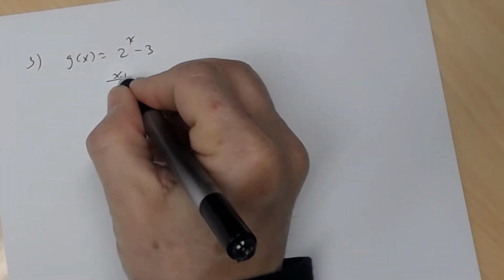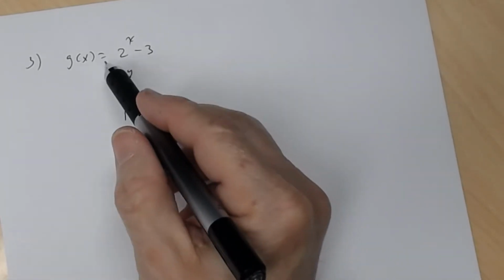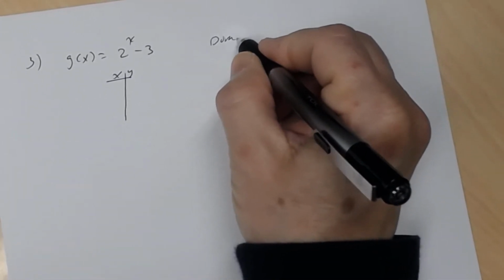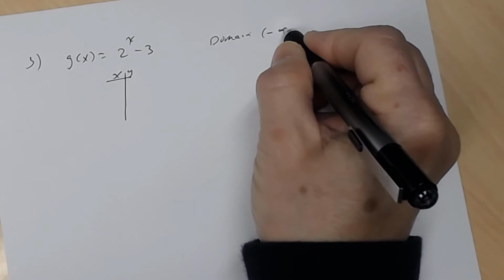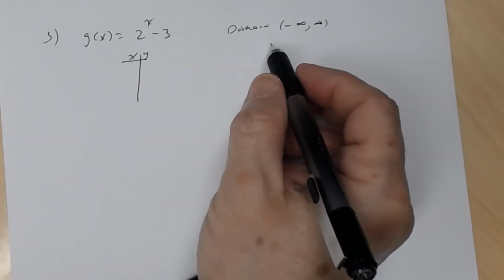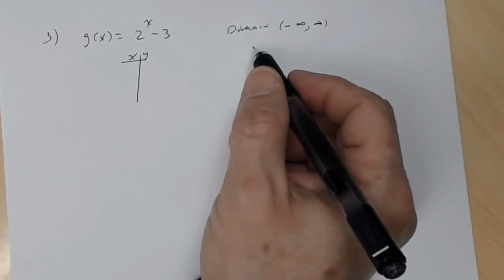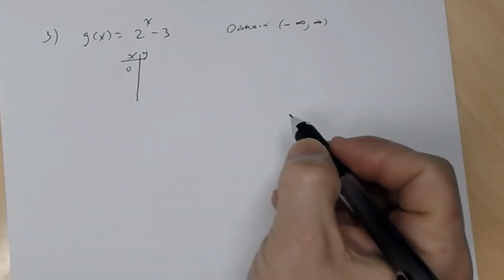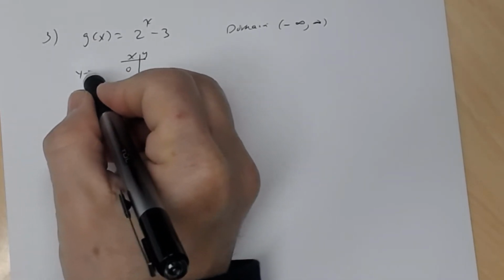Let's do a t-table. We use x and y, and again the domain of all exponential functions is all real numbers, so negative infinity to infinity. I can use any number for x. Since I can use any number for x, that means I'm going to have a y-intercept. So let x be 0. If x is 0, that's going to be your y-intercept.